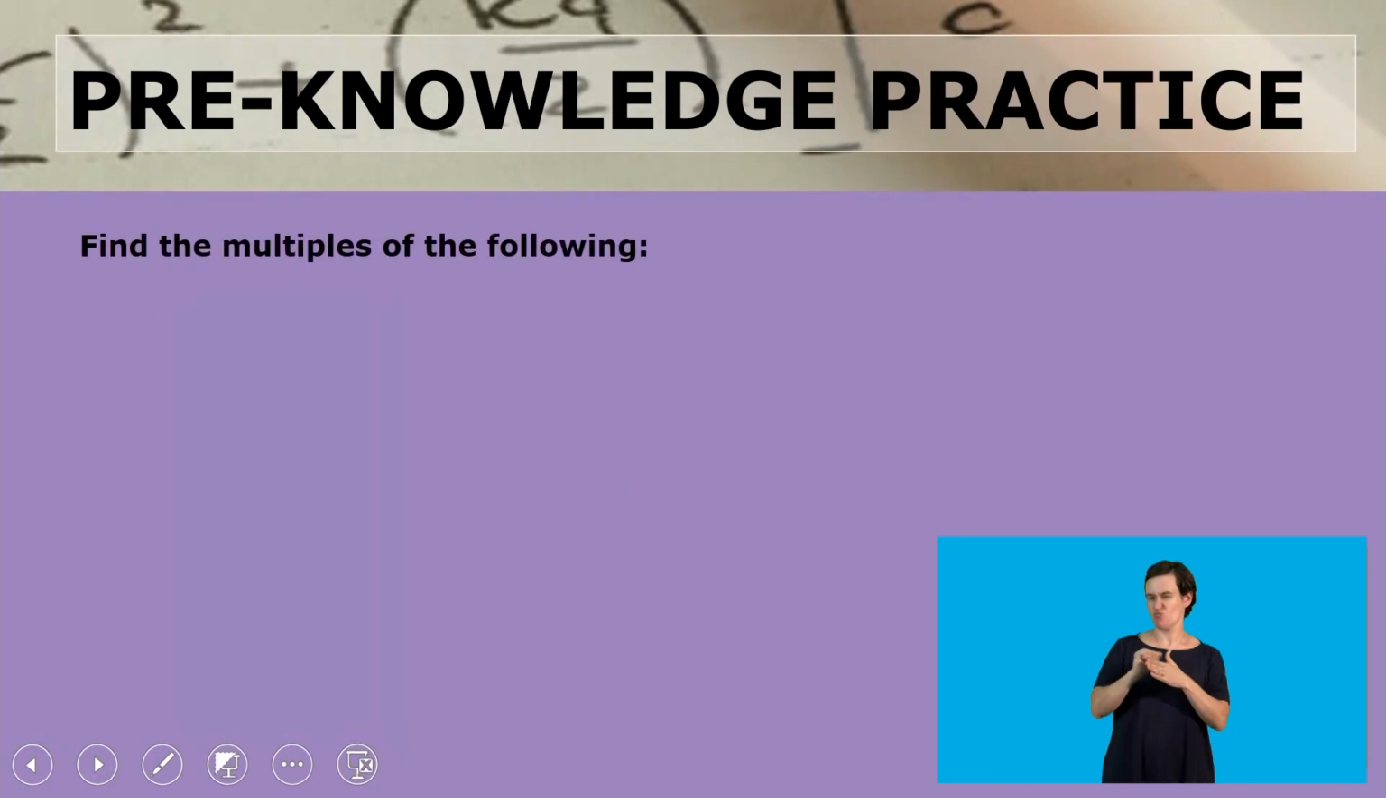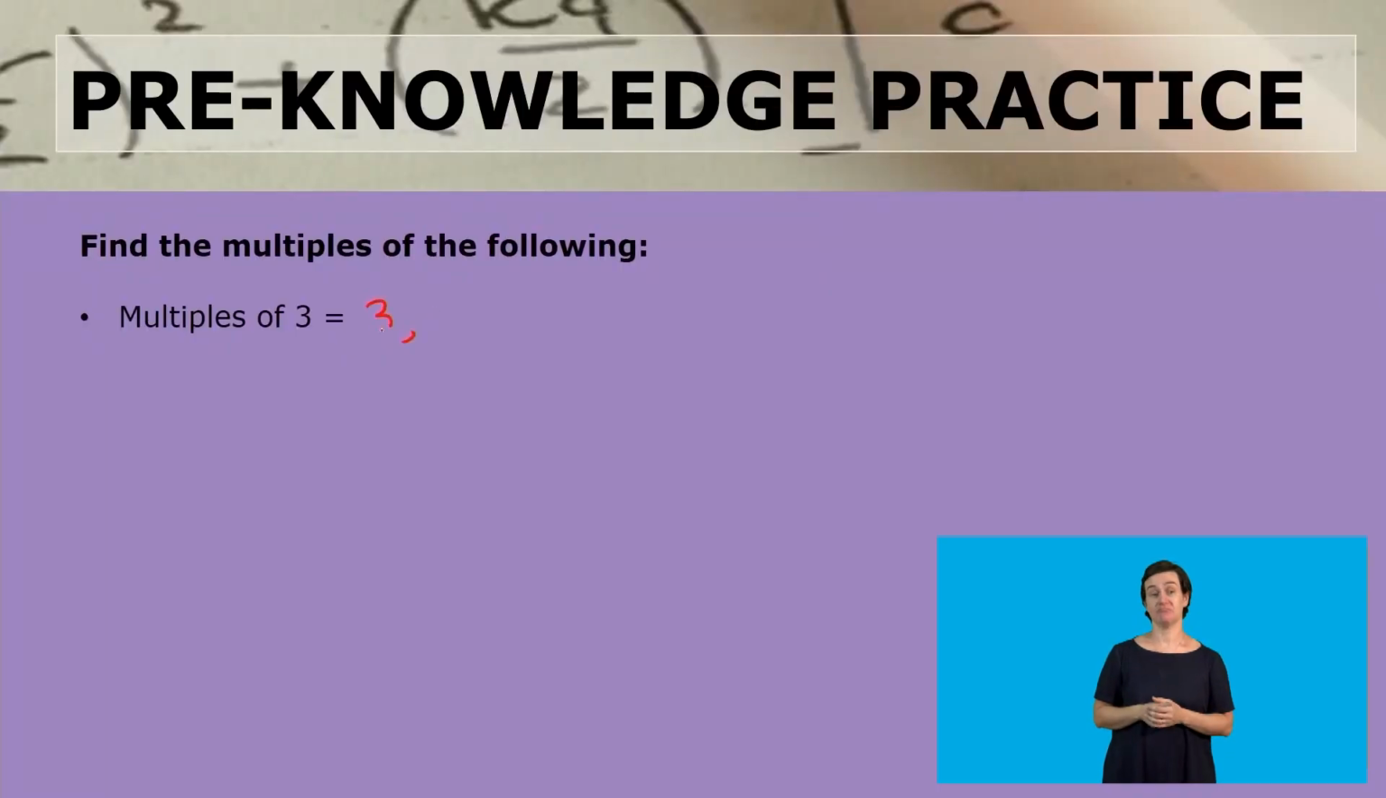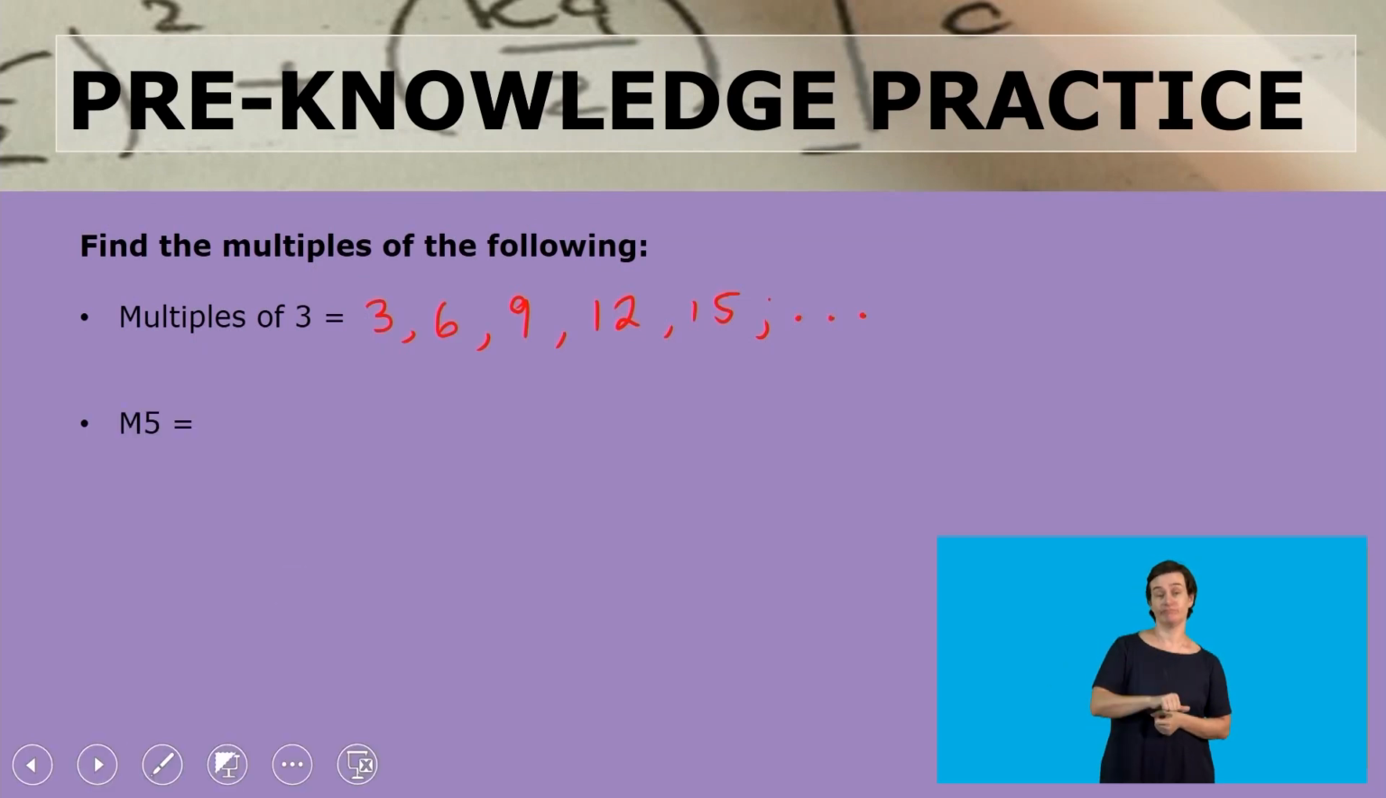Let's start with multiples of whole numbers. So find the multiples of the following. We now need to list the multiples of 3. Do you think you can list the first few multiples of 3? So this is 3, then we have 6, we have 9, 12, 15, and we know that those multiples can continue indefinitely, right?